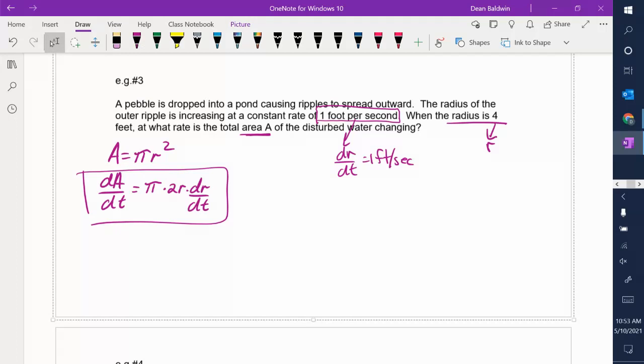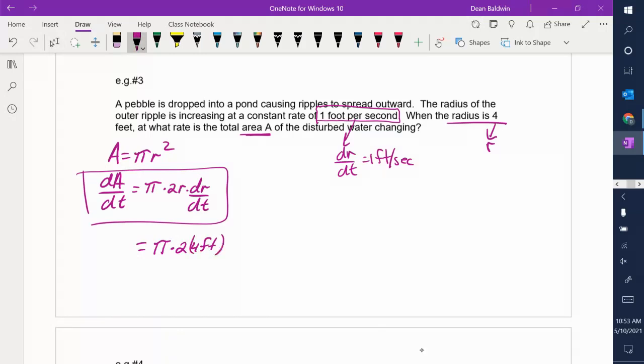Okay, then you just plug everything into the formula. So dA dt is going to be pi times 2. The radius is 4 feet. dr dt is 1 foot per second.